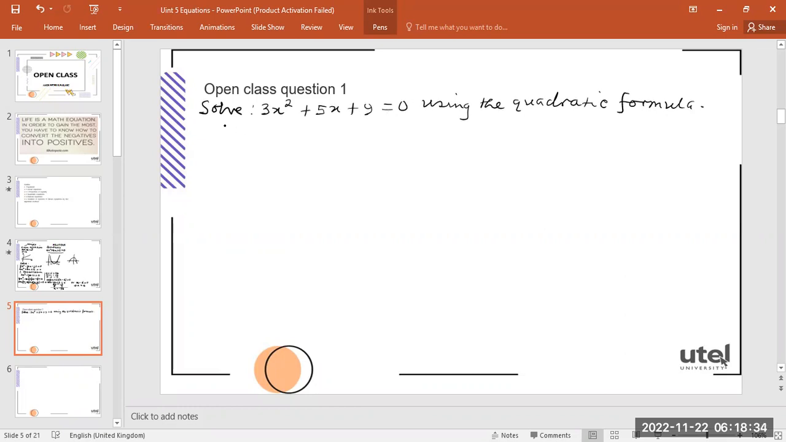Now, what we are going to do, that's the open class question. Permit me to solve the previous equation using the quadratic formula. I think from what I'm going to do, you should not find any problem in solving this. So, solve the same equation we've been given, which is 3x squared minus 16x minus 12 equals 0, using the quadratic formula.